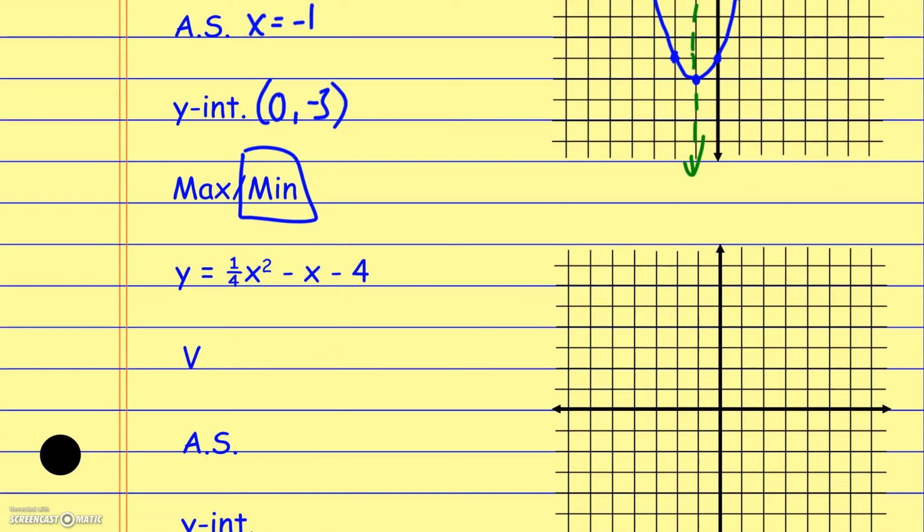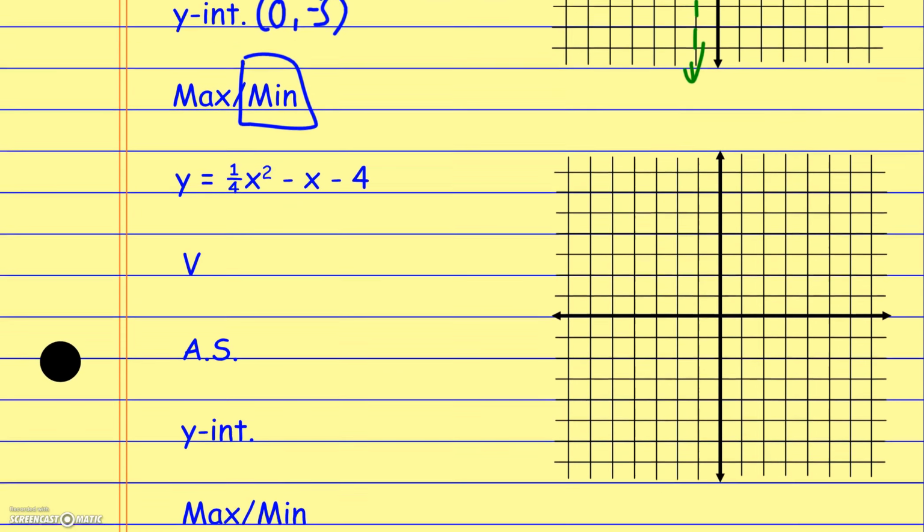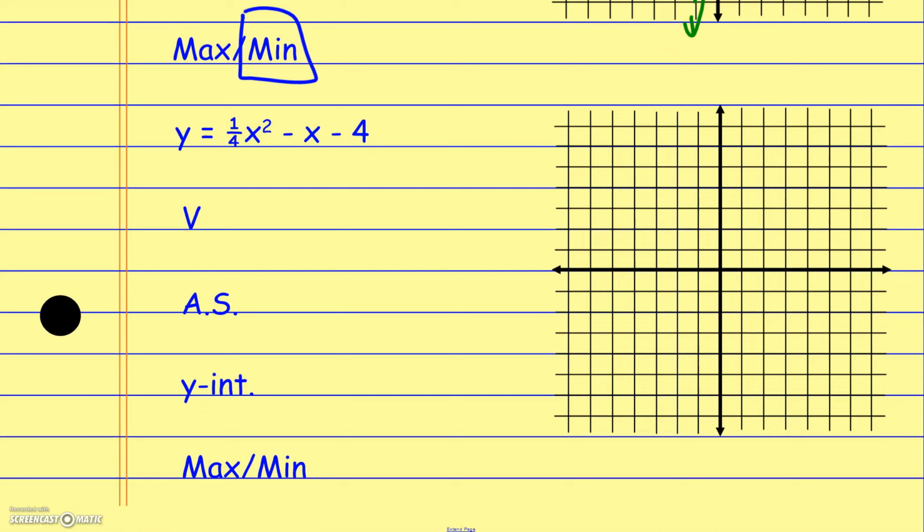If I look at the next one, again, I'm going to find the vertex, so I have to do the opposite of b over 2a. So in this one, the opposite of b is going to be a positive 1 this time, over 2 times a, which is 1/4. So that's going to be 1 over 2 times 1/4, which is 1/2. And now dividing by a fraction is the same as multiplying by the reciprocal. So that's actually going to give me a 2 when I multiply that out.